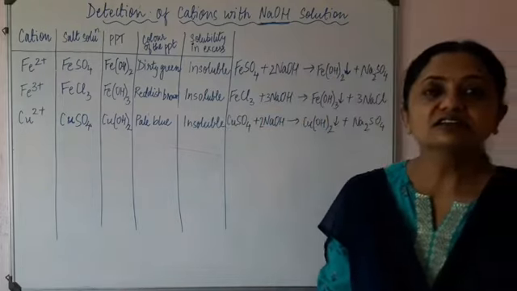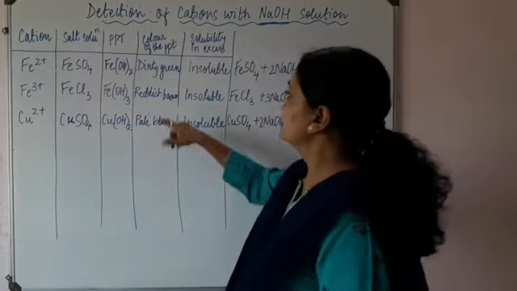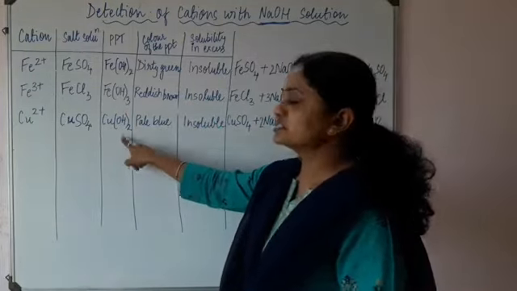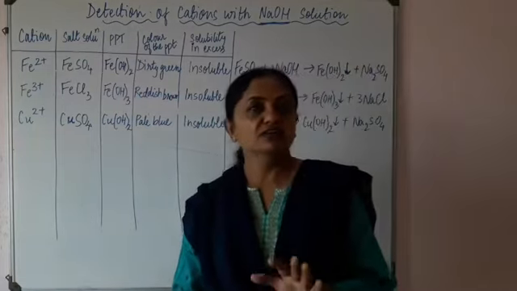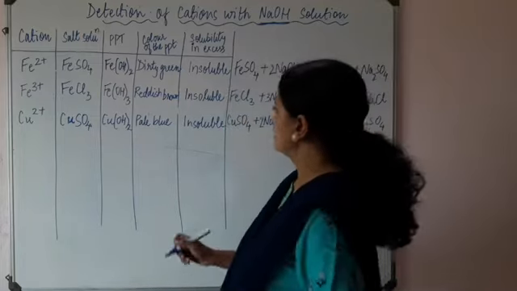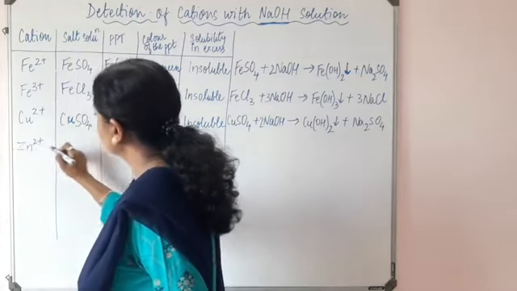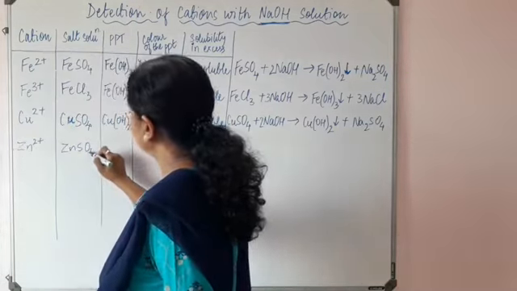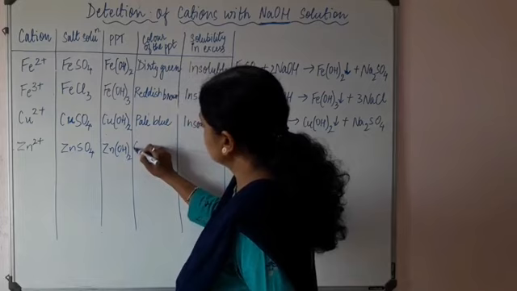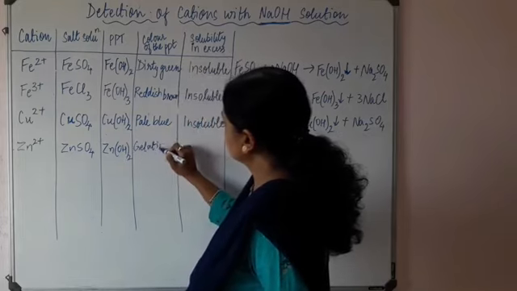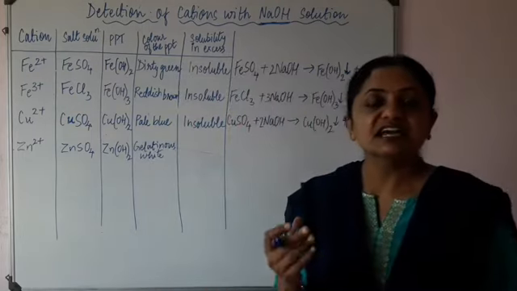So these are the three colored salt solutions which will give you colored precipitates: dirty green precipitate, reddish brown precipitate, and pale blue precipitate. All three of them are insoluble in excess. Now the next one is zinc, or you can take lead. Let us take zinc sulfate salt solution. When you add NaOH, you will get zinc hydroxide, which is a gelatinous white precipitate. It will look exactly like jelly.